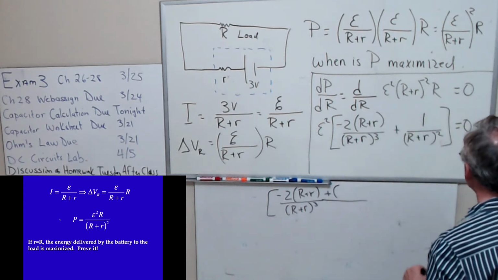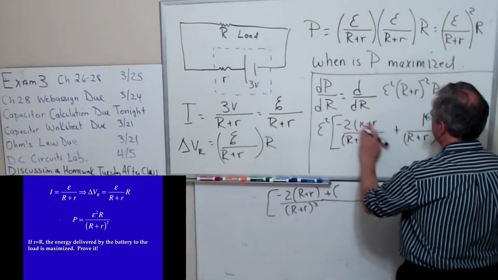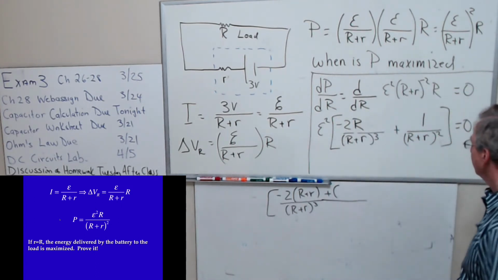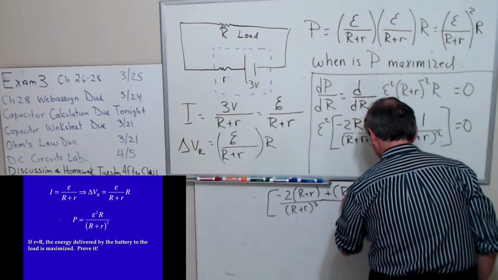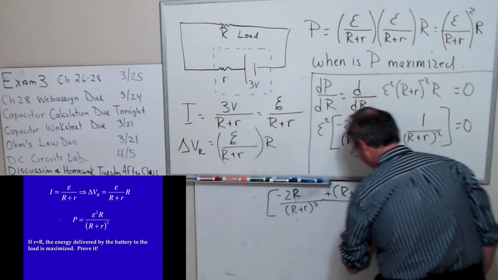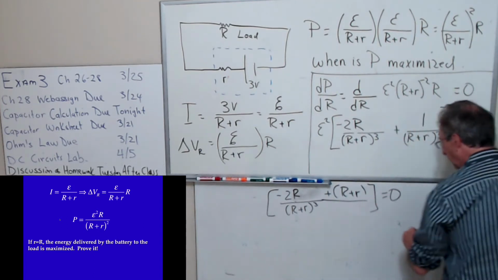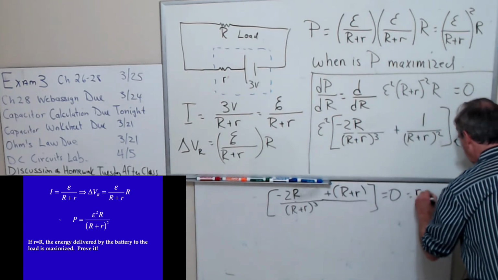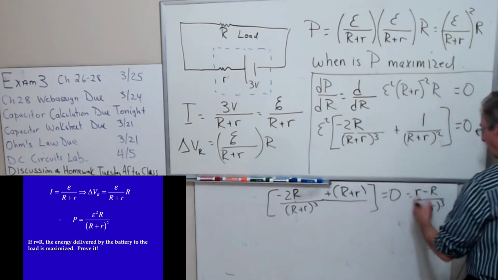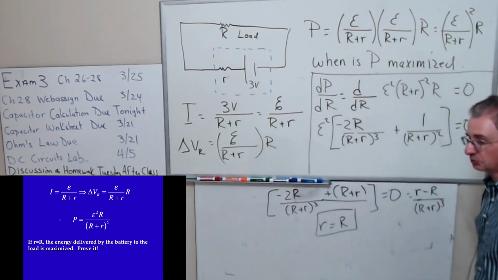Did I make a mistake? Hold on a second. Oh, I screwed up. That's not right. I was looking, and I was like, there's no way I'm going to get the right answer from that. I know the right answer ahead of time. So I set this equal to 0. And so what do I get here? I get little r minus big R over... Basically, I just need the numerator to be 0. And that's when I get maximum power transfer to the load.